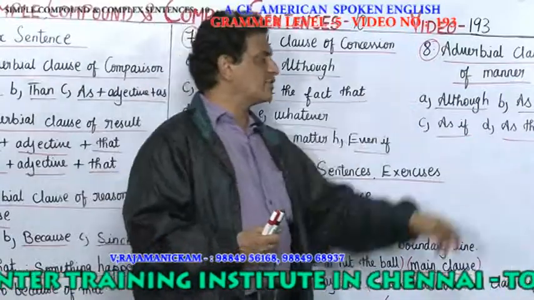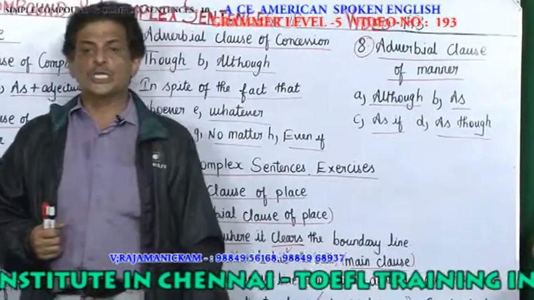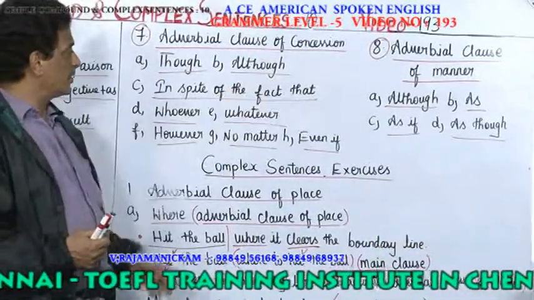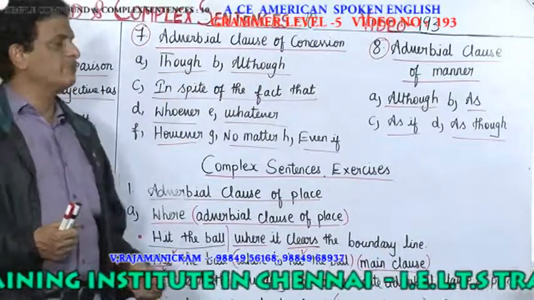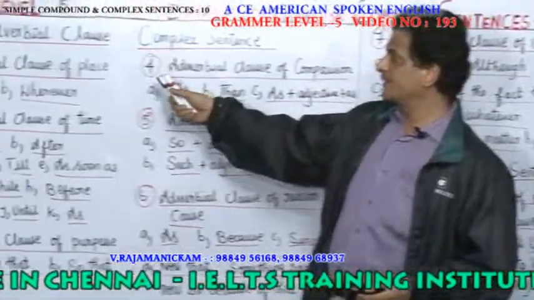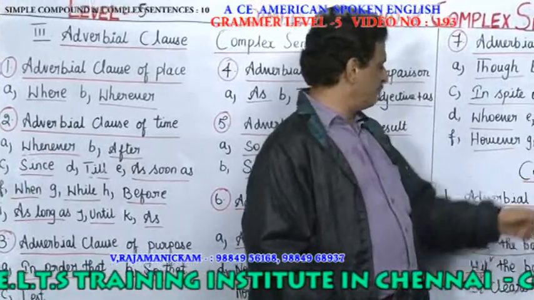So, adverbial clause of manner: as if, as though. So these are the adverbial clauses of different types. Of course, you have 8 types, and we will be seeing them one by one. The first is the adverbial clause of place.